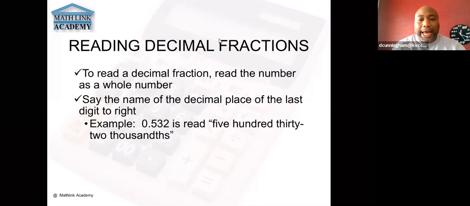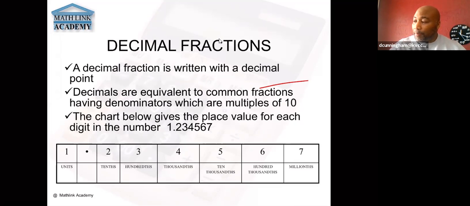Now let's look at reading decimal fractions. To read a decimal fraction, read the number as a whole number. Say the decimal value of the last digit to the right. For example, I know a lot of us say 0.532, but really how you look at it is read it like a whole number. It's 532 thousandths. So how do we get the thousandths? Because we look at the 2 and the place value of that 2 is in the thousandth position. Just like we saw earlier with our place value, it's that third place value.